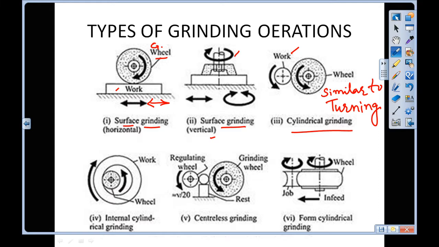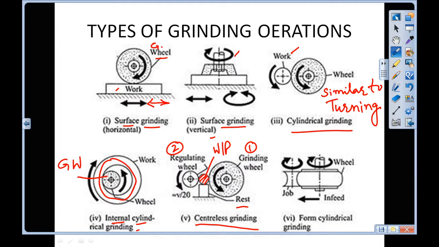Fourth category, internal cylindrical grinding. Here is the workpiece, this one is the workpiece, and this one is the grinding wheel. The next category is centerless grinding, very important. In this there are two wheels, first one is the grinding wheel and second one is the regulating wheel. And here is the workpiece supported on a rest.